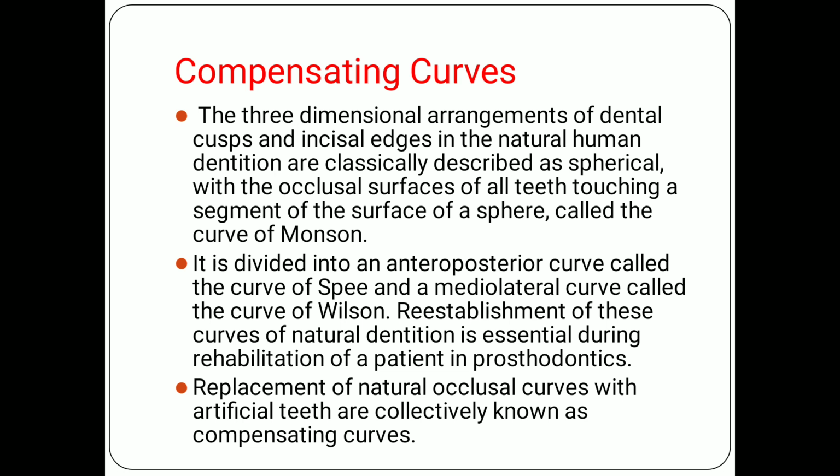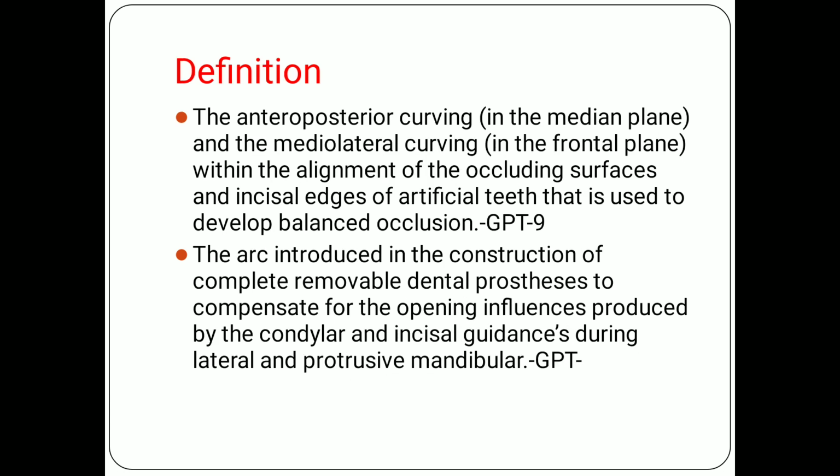In natural dentition, when all the occlusal surfaces of the teeth touch and make a sphere with glabella as the center, a curve is formed, that is the curve of Monson. This curve of Monson is again divided into the anterior-posterior curve and the mediolateral curve. The anterior-posterior curve is the curve of Spee, whereas the lateral curve is the curve of Wilson. These two curves we particularly establish in the prosthodontic rehabilitation of the edentulous patient, that is, complete denture fabrication. The replacement of natural occlusal curves with artificial teeth is collectively known as compensating curves.